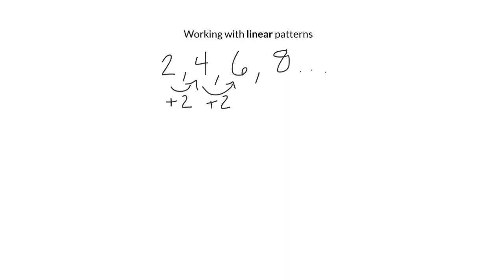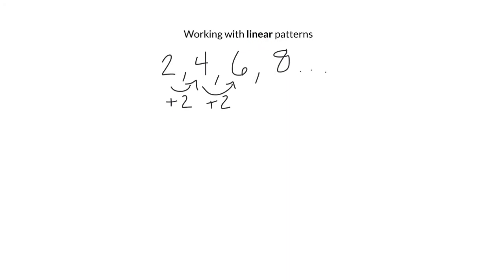The common difference, this number, stays the same every time. That makes it linear. If we were to add 2 and then add 3 and then add 4 and then add 5, that would be a non-linear pattern, which we're not talking about today. We're just working with linear patterns.